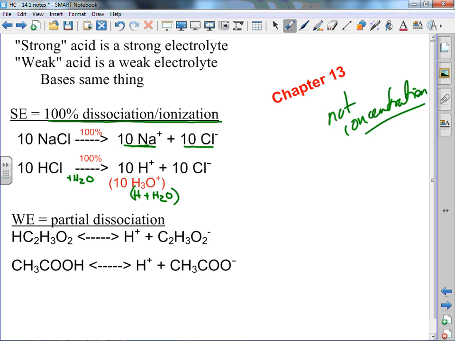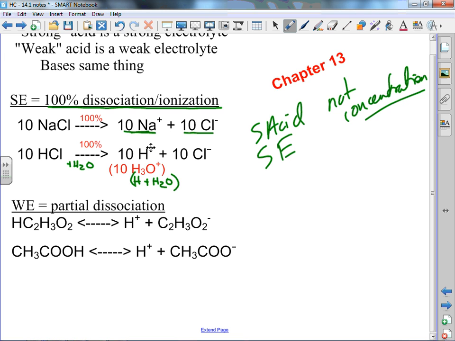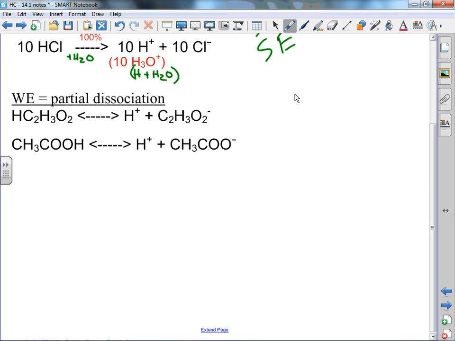So again, our point here is to recognize that strong acids do the same thing as strong electrolytes. All we're trying to prove in this example. Now, a weak electrolyte is one that only partially dissociates. Now, when we say partially, how much? It depends.